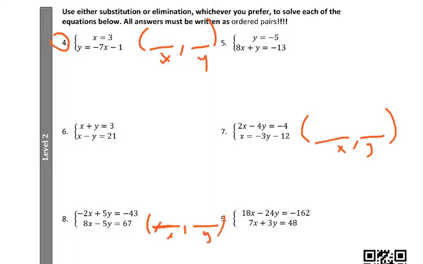Okay, so question 4. Well, I see both an x equals and a y equals. It seems like substitution is probably going to be the way to go. Well, it already told me that x equals 3. This is really nice. I'm going to go ahead and plug that 3 in for this x. Y equals negative 7 times 3 minus 1. Is that what that said? Yeah. Alright, negative 7 times 3 is negative 21 minus 1. So y equals negative 22.